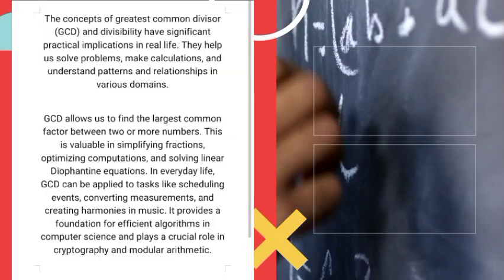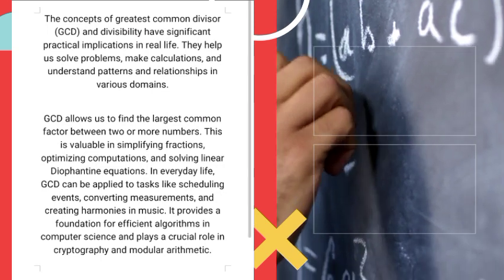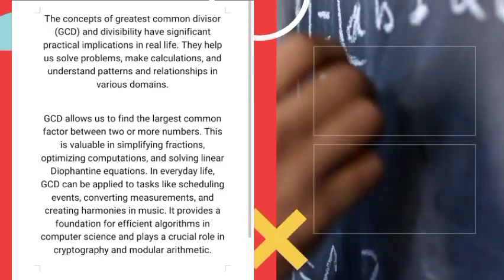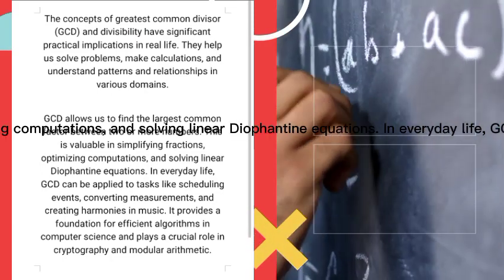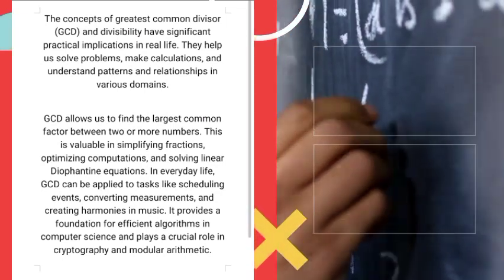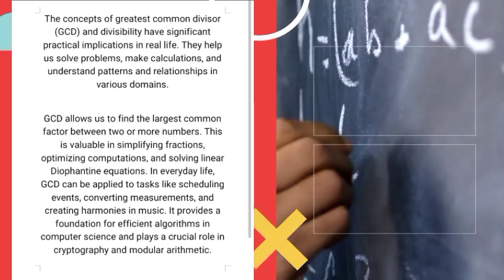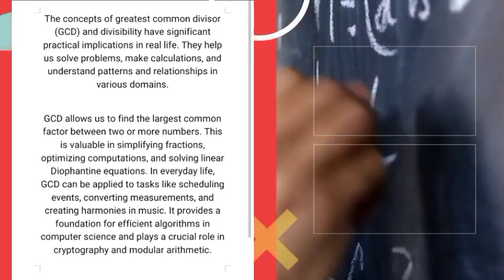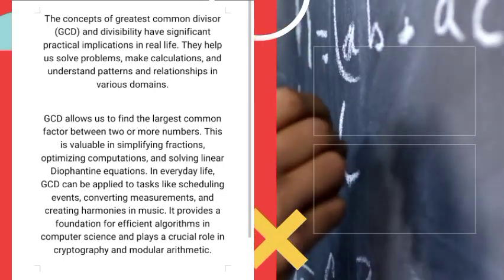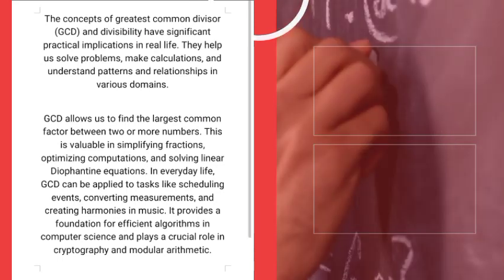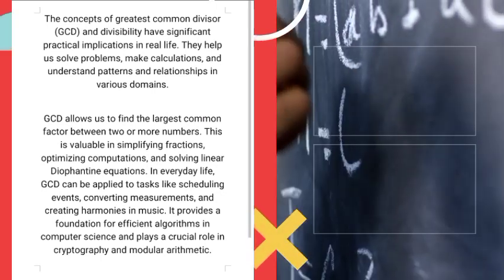The concepts of greatest common divisor or GCD and divisibility have significant practical implications in real life. They help us solve problems, make calculations, and understand patterns and relationships in various domains. GCD allows us to find the largest common factor between two or more numbers. This is valuable in simplifying fractions, optimizing computations, and solving linear Diophantine equations. In everyday life, GCD can be applied to tasks like scheduling events, converting measurements, and creating harmonies in music. It provides a foundation for efficient algorithms in computer science and plays a crucial role in cryptography and modular arithmetic.